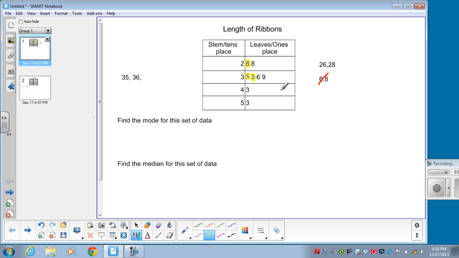I notice right next to that there's another 6. I know some boys and girls think that you're not supposed to write it. Yes, you need to write it because it's a part of your data. You're allowed to repeat numbers because then this is going to help us find the mode. Alright, so I did the next 36, circle it, and the last leaf or ones place for the 3 is a 9. So the answer is 39.